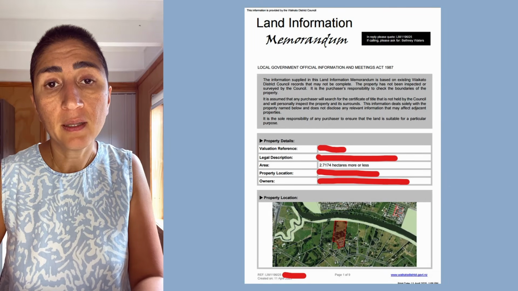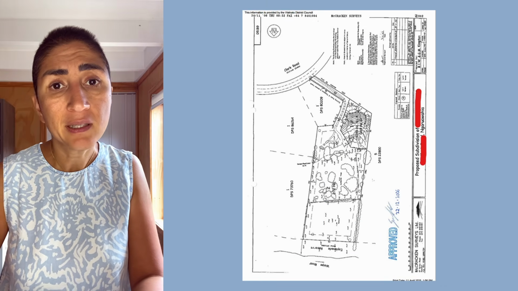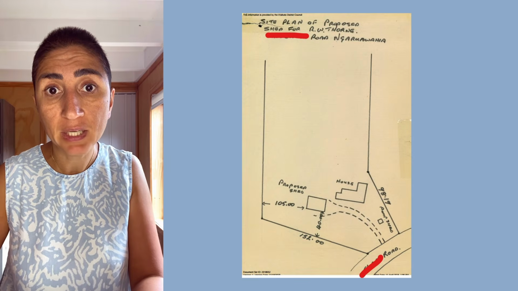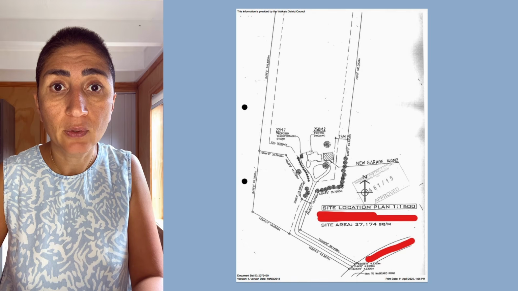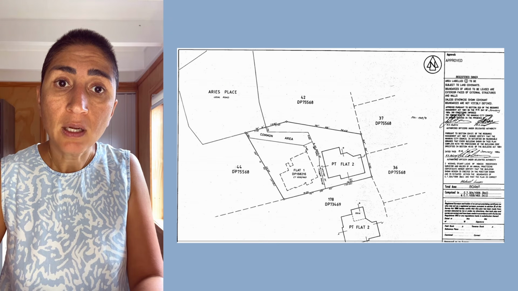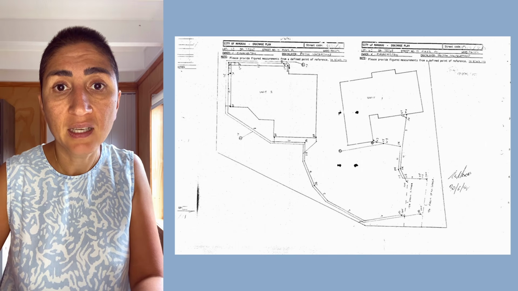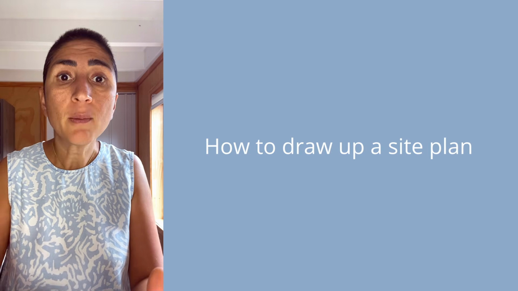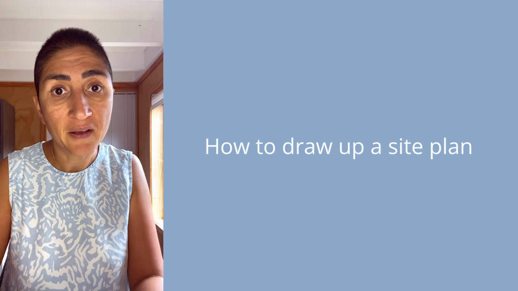It is very likely that you have a site plan in your LIM report or property file, but in some cases, for example, if your property is an older property, or if there are buildings that are not consented on your property, whether legal or illegal, the site plan in the LIM report might not reflect the reality. In that case, you need to draw up a site plan yourself. So in this episode, I'm going to draw up a site plan step by step and explain everything with you.